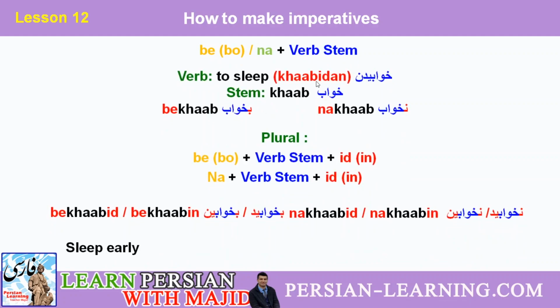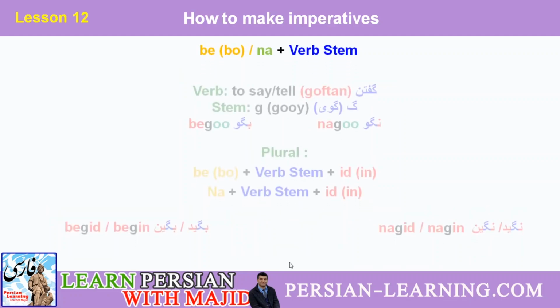The verb خوابیدن: بخواب, نخواب. Here we have بخوابید or بخوابین and نخوابید or نخوابین. Sleep early: زود بخوابید. Singular is زود بخواب.